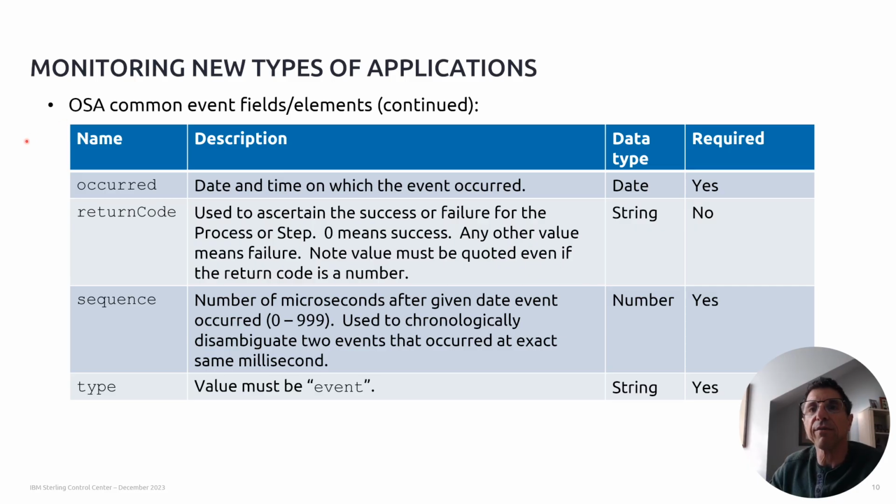Other common event elements for all OSA events include occurred, and this is a required one. It tells Control Center when that event happened. Another required one is sequence. It's to help Control Center know the order of the events. And you can have a return code. You have to have type, and it's just always this one value, event.